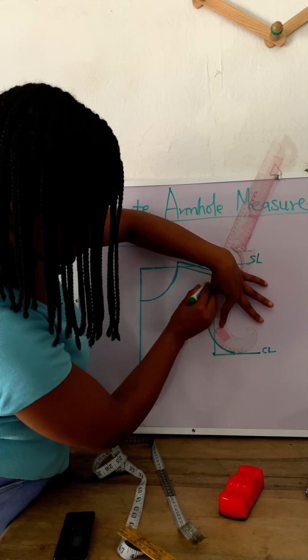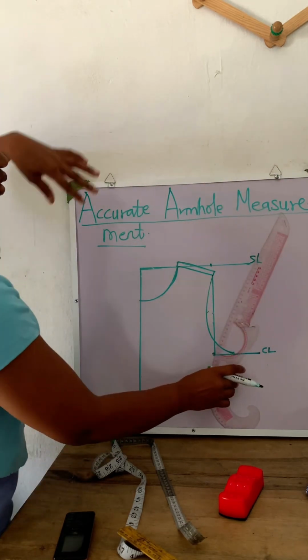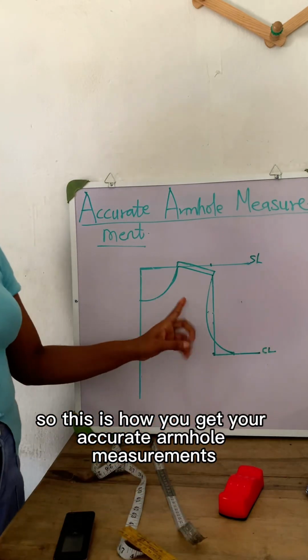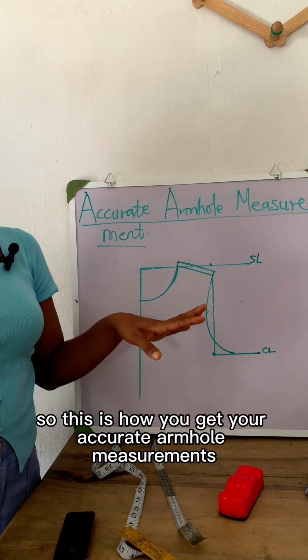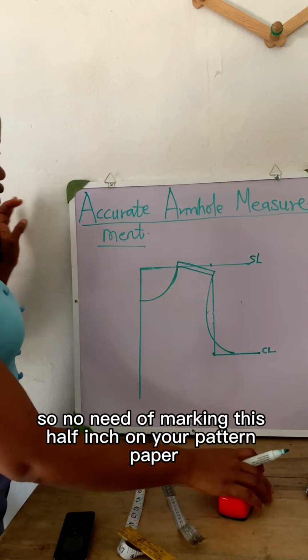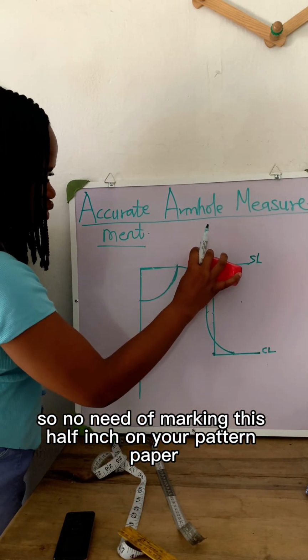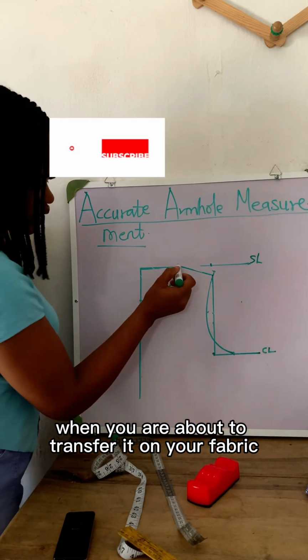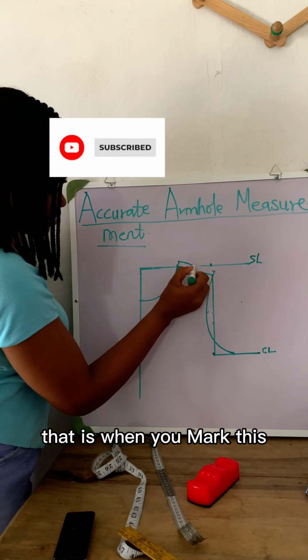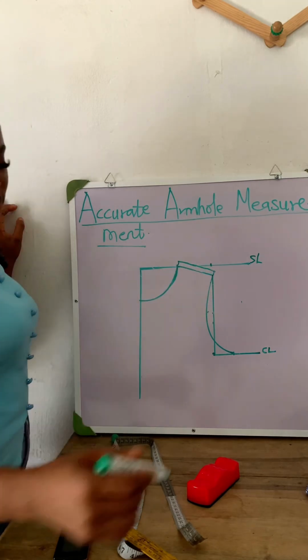So this is it. This is how you get your accurate armhole measurements. So no need of marking this ½ inch on your pattern paper. When you are about to transfer it on your fabric, that's when you will mark this ½ inch. You will add it into your fabric.